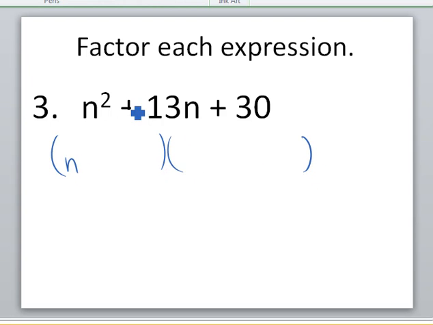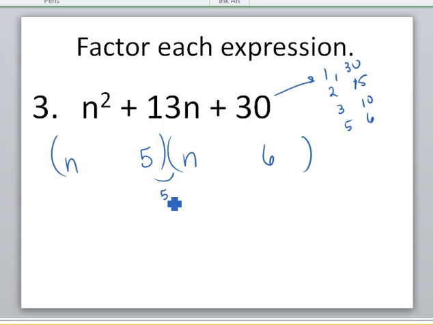This next example, I know there's no greatest common factor again. I need an n squared, so I'm going to put an n and an n. You'll just get in this habit of making these parentheses. Writing down the factors of 30 would be 1 and 30, 2 and 15, 3 and 10, and 5 and 6. I need ones that add up to 13. Well, I'm going to try 5 and 6 first, just so you can see me not get it right, because that will give me 5n and this will give me 6n. Those do not give me a total of 13, so I know I don't have them correct.